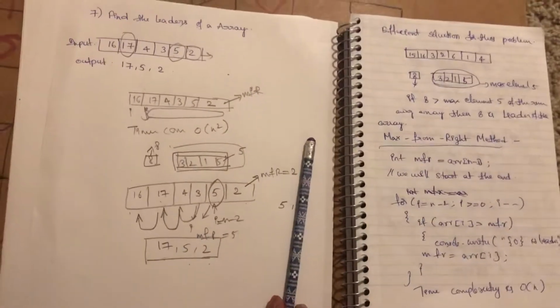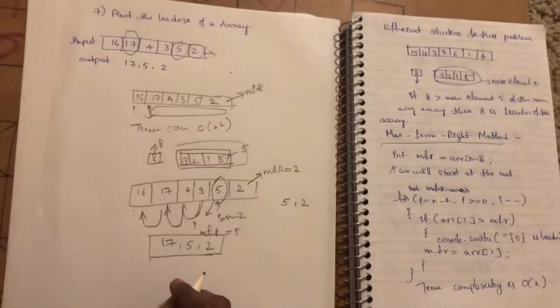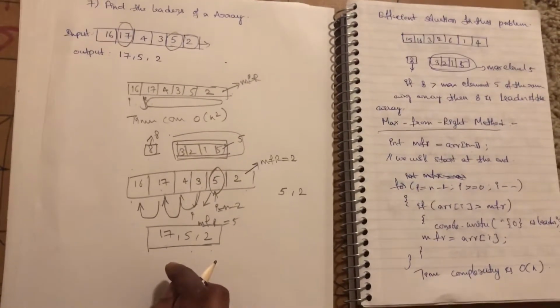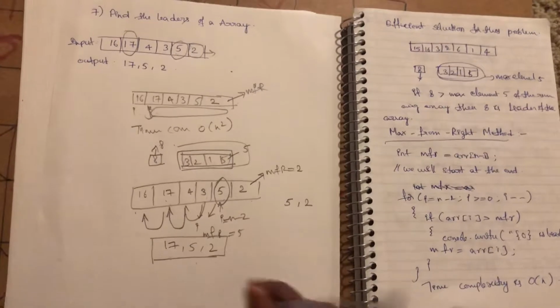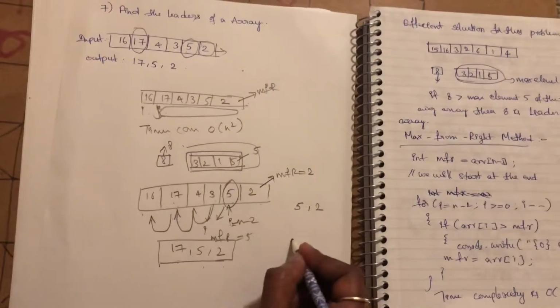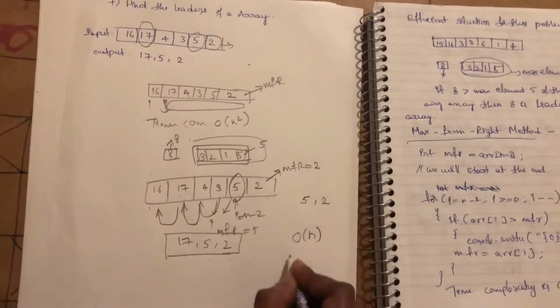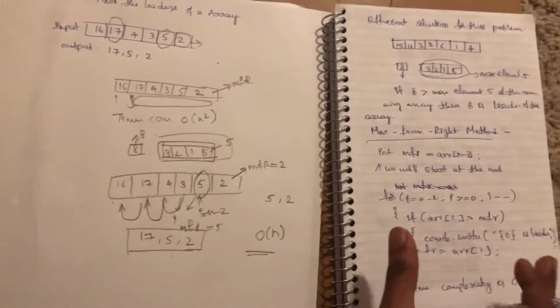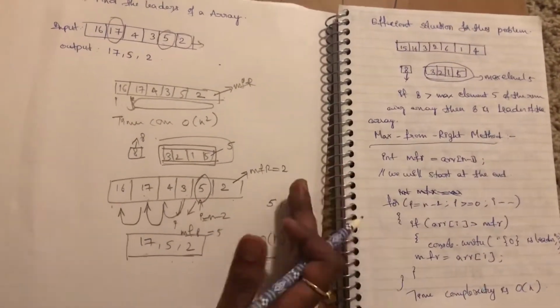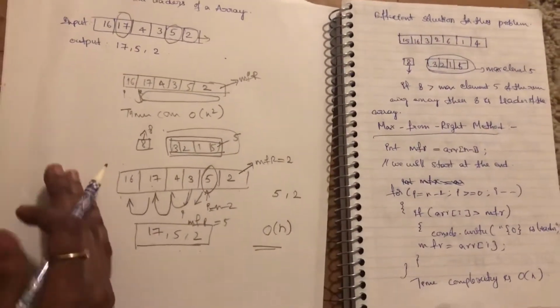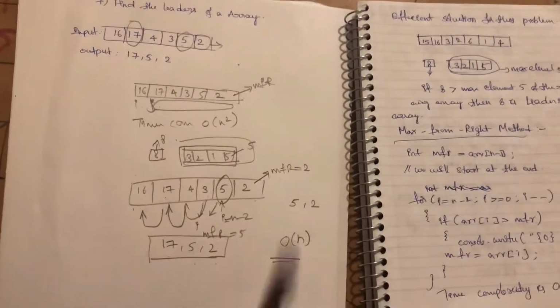The test cases are that the array length should not be 0, and the array should not be null. The time complexity is O of n, because we used only one for loop, and it is traversing from right to left only one time. Thank you.